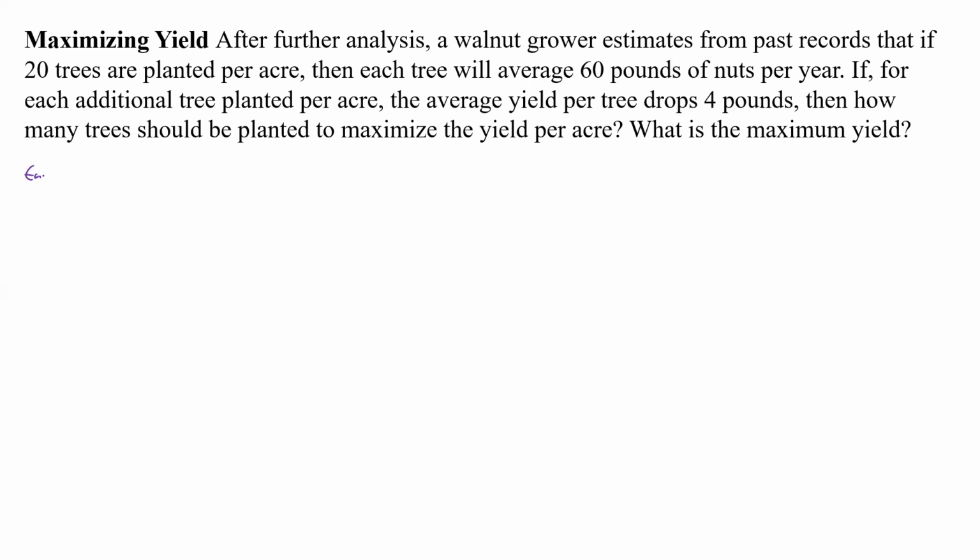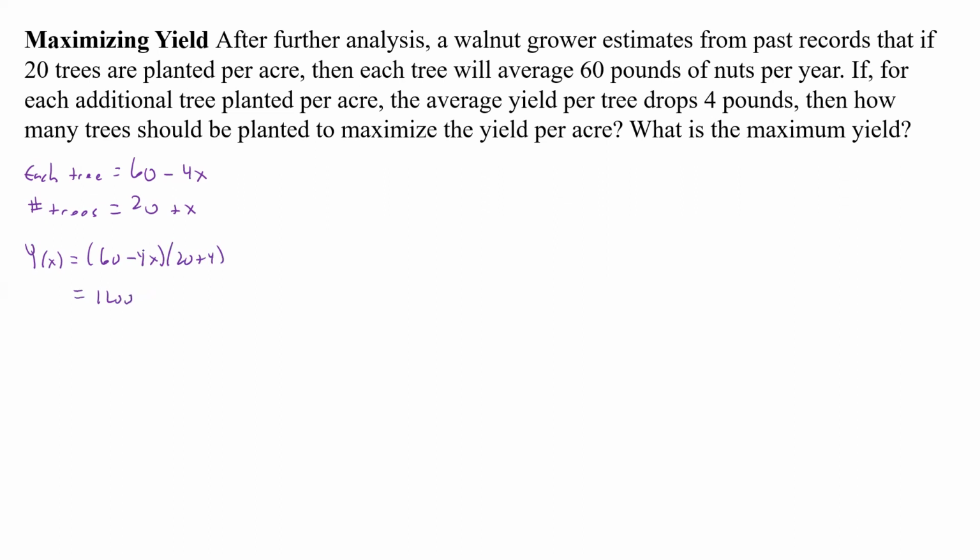So for each tree, it's going to produce how much? It's going to be 60 pounds minus 4 times each additional tree. And then the number of trees is going to be equal to 20 trees plus the extra trees we're adding. So our yield, or y of x, is going to be (60 minus 4x) times (20 plus x). And so that's going to be our 1200.